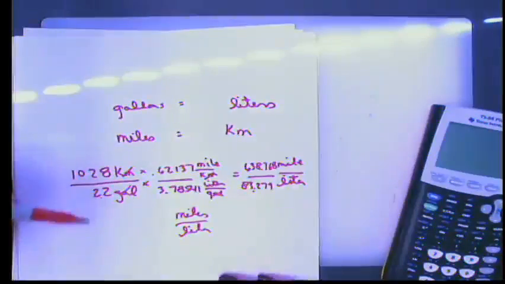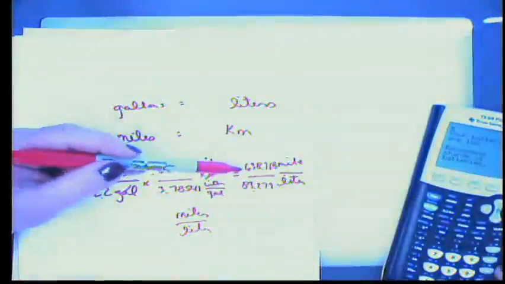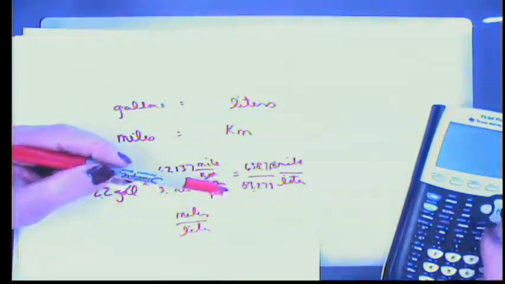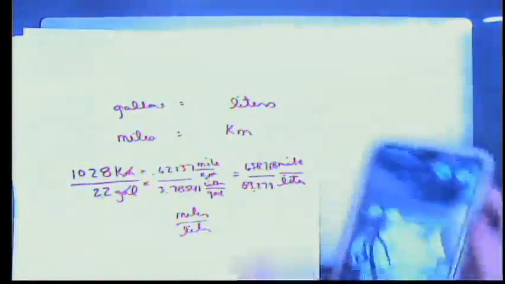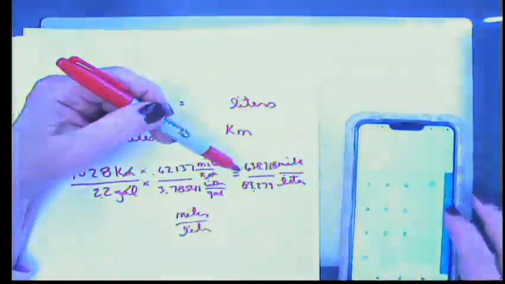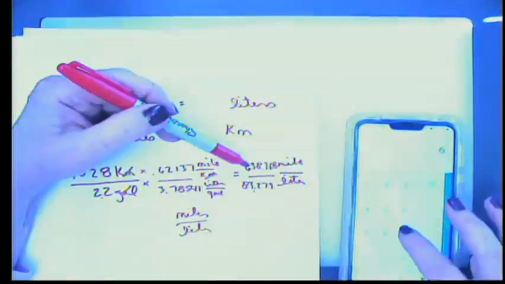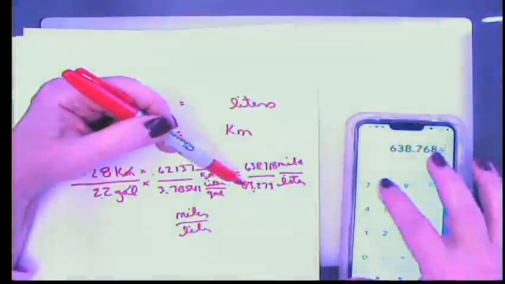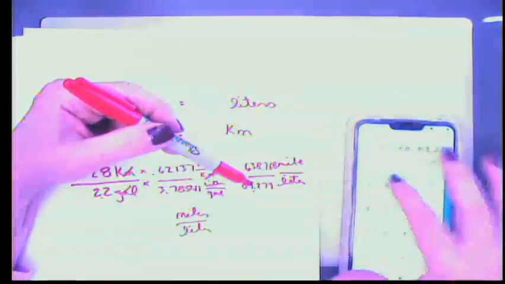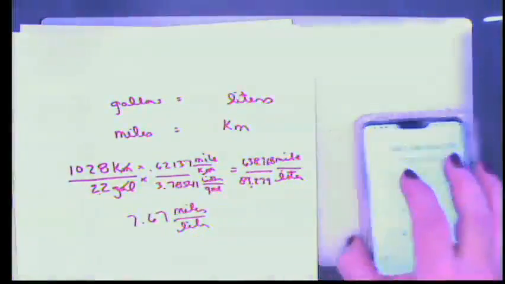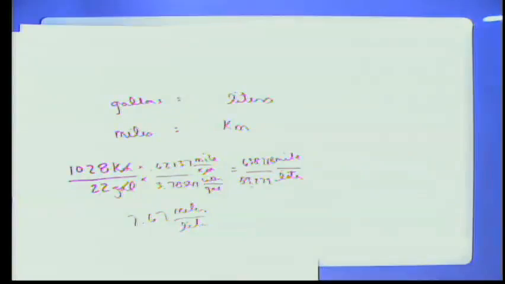My calculator's batteries are almost dead, so it keeps shutting off on me. So you put that number in first, right? Yes. I'm going to have to get my phone. 7.67. I think that sounds right. Let me get my calculator over here. 638.768 divided by 83.279. Yep. So I get 7.67 miles per liter. How does that look?